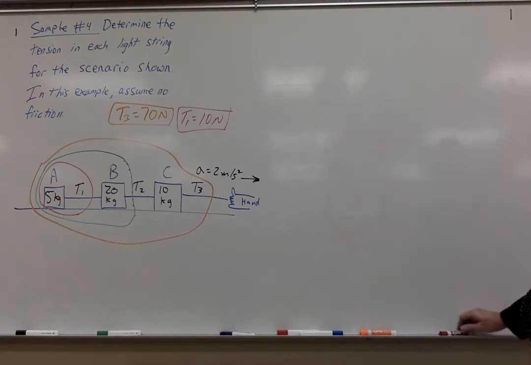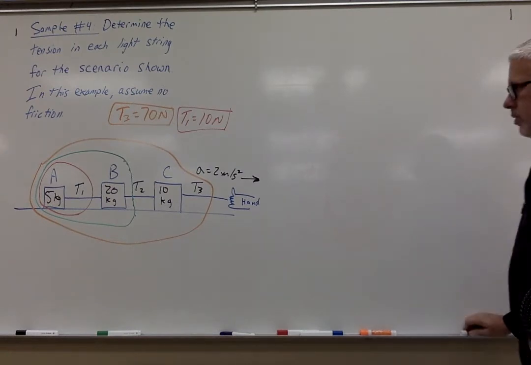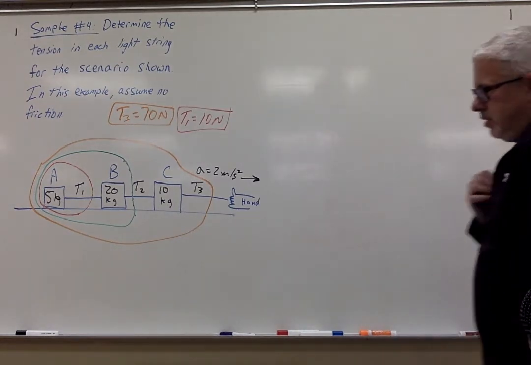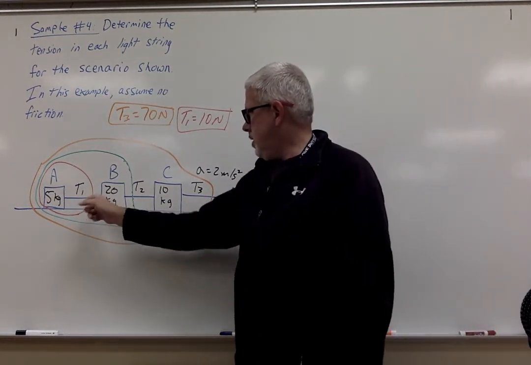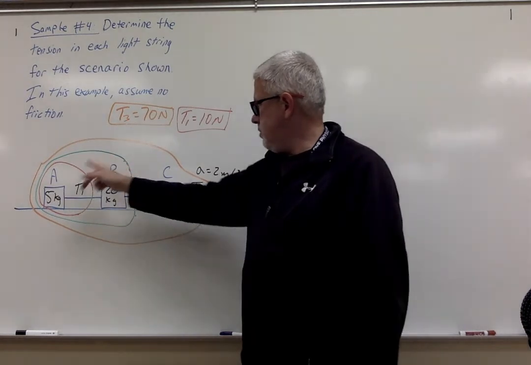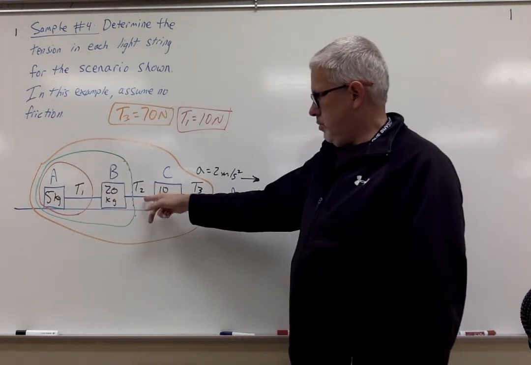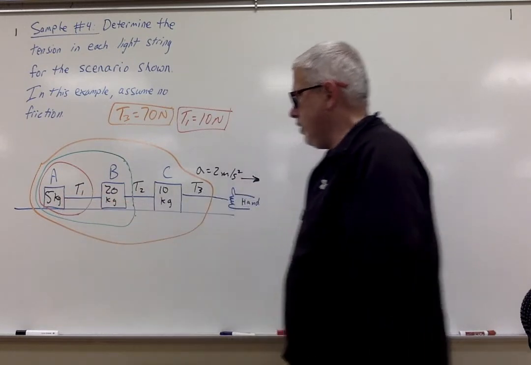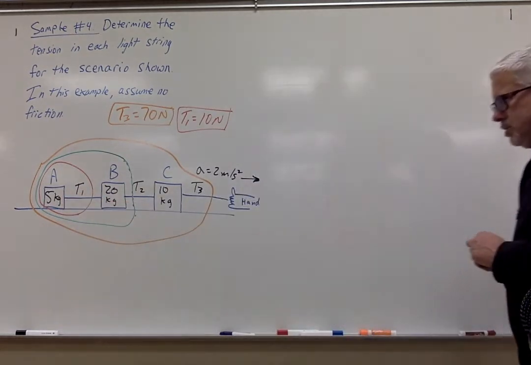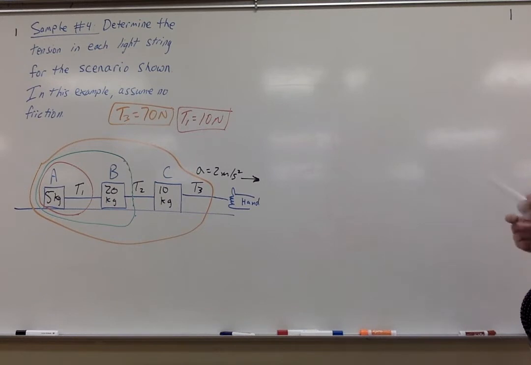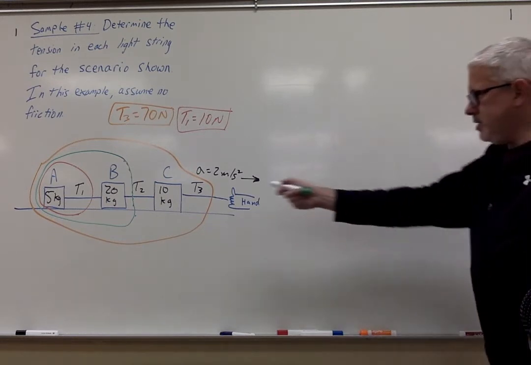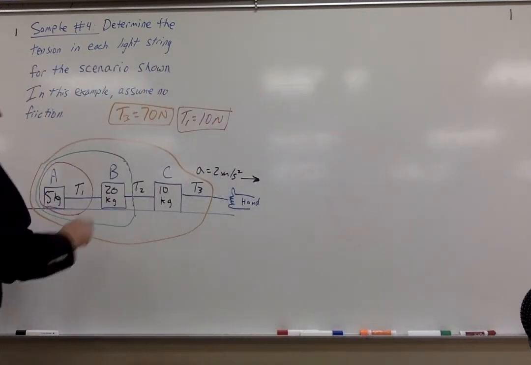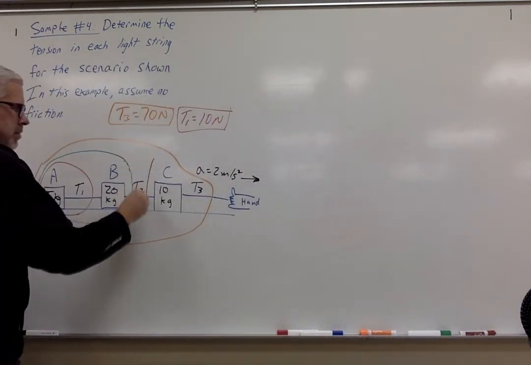All right, I'm going to switch, and we're going to think about B here. Now, there's a couple ways you could think about this. You could think about this the way we did T1 and T3, and just simply say F net, which would be T2, is equal to M system, which would be 25 kilograms here, times 2 meters per second squared. Or we could focus on block C. I'm going to switch to block C and think about that. That's going to be in purple.